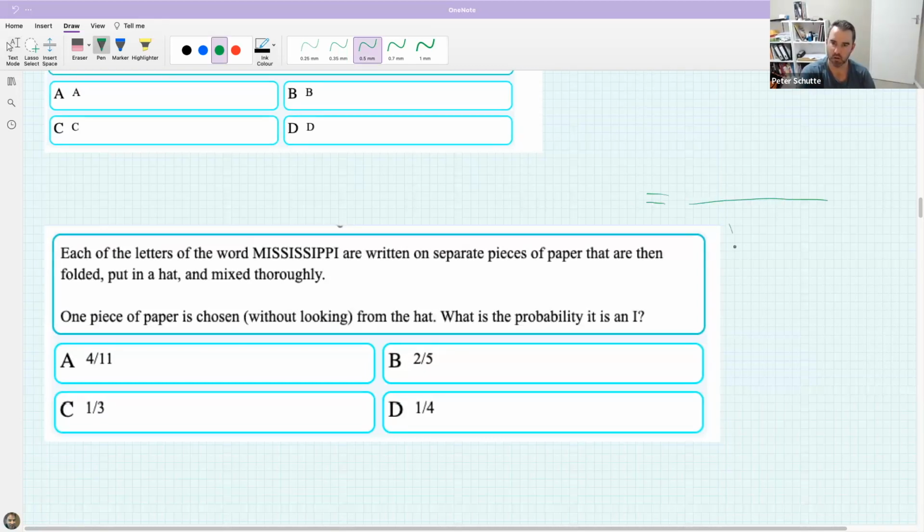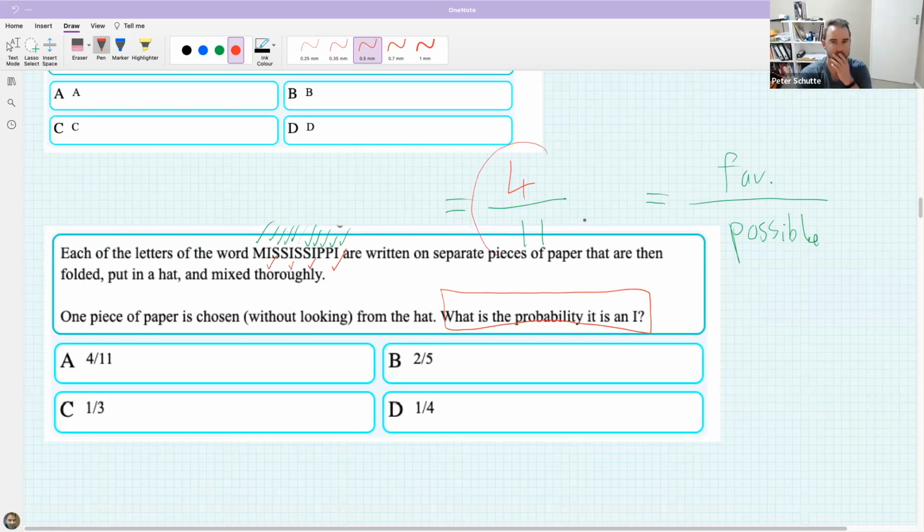So I'm starting to shorten this even more to possible and favorable. So possible is 11 if I've judged. Yep, 11 letters. What is favorable for the question over here? Well, I see a 1, 2, 3, 4. So we must get 4 out of 11. And that would be A.